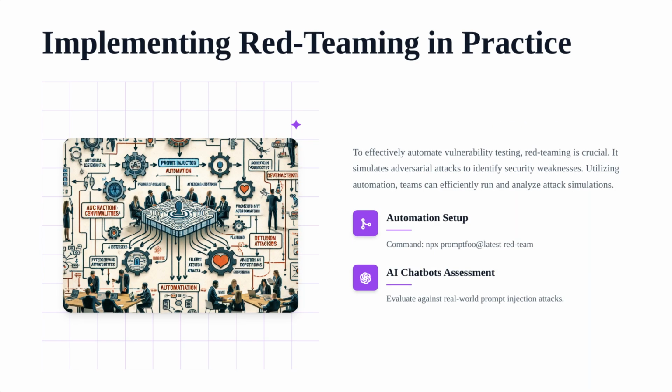Implementing red teaming in practice means actively testing your AI system the way an attacker would. The goal is to uncover vulnerabilities before they can be exploited in the real world. Red teaming is especially valuable because it simulates adversarial behavior, including attempts to manipulate prompts, bypass safeguards, or trigger unintended outputs. To automate this process, you can use the command npx promptfoo@latest redteam. This makes it easier to run repeatable attack simulations and review the results efficiently. A key use case is assessing AI chatbots against real-world prompt injection attacks. By automating those tests, teams can quickly identify weak points and strengthen defenses with a more consistent and scalable security process.